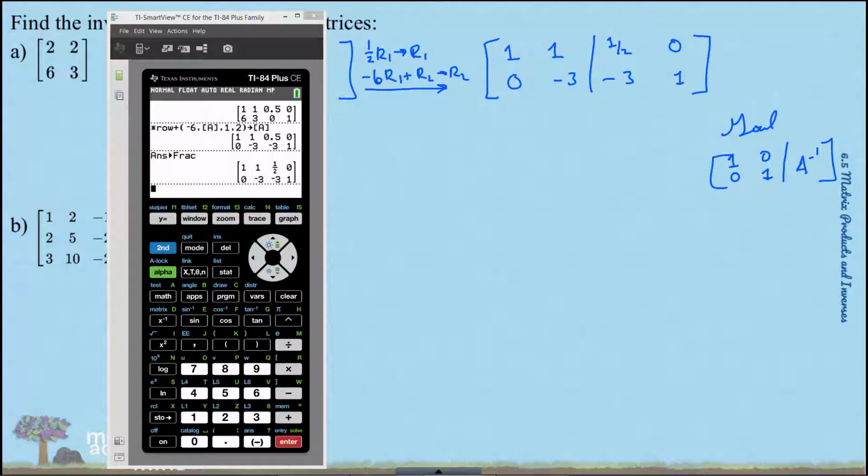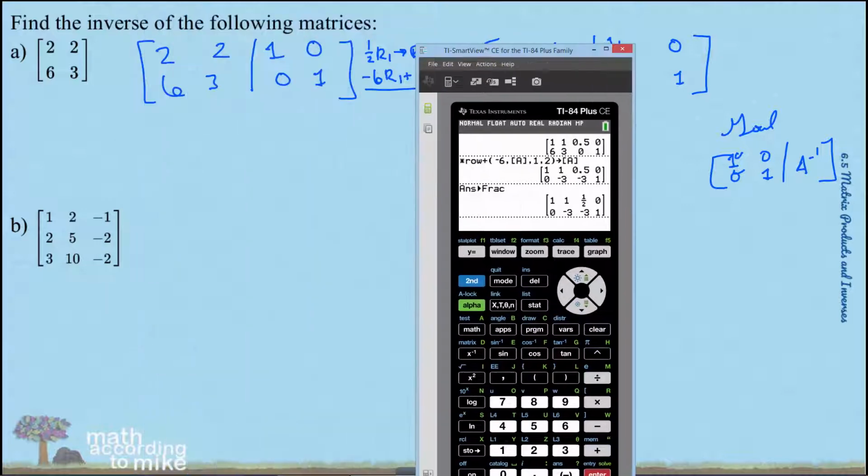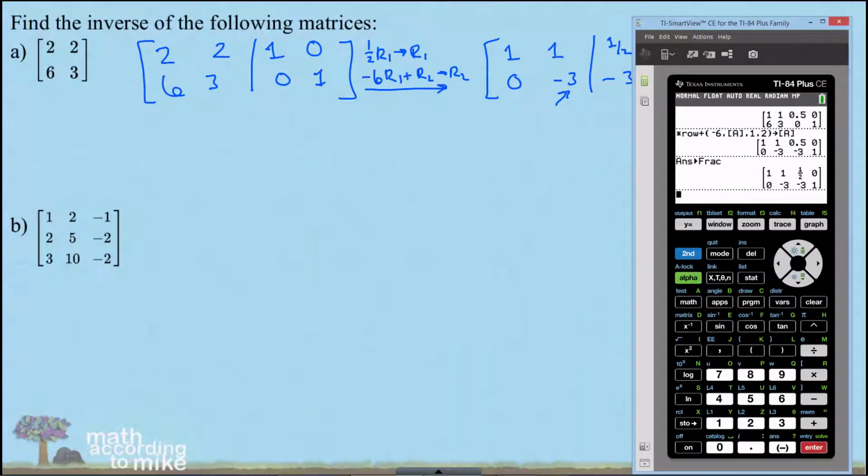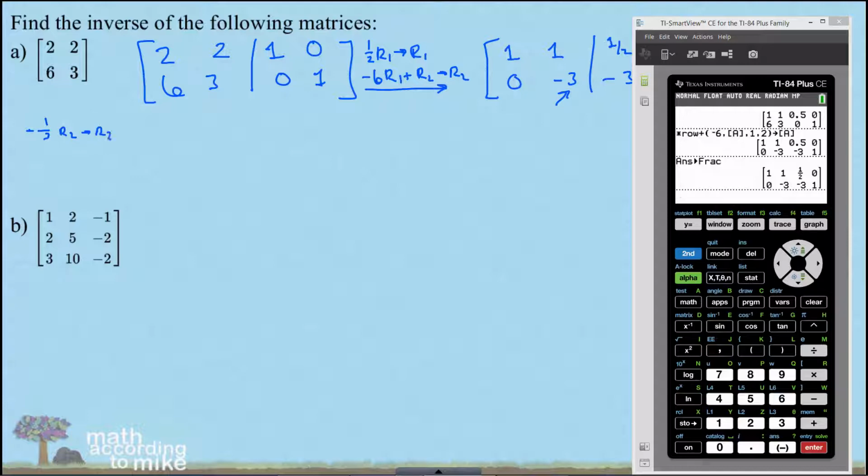Great. Our first column is done. We move on to the second column. Where that -3 is at, namely this one, we need a 1. And where that 1 above it is at, we need a 0. So let's take care of the -3 first. We can say -1/3 row 2 becomes row 2. And then assuming that's a 1, we can say -row 2 plus row 1 becomes row 1. So we got another star row and then a star row plus.